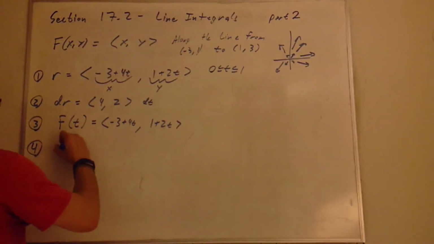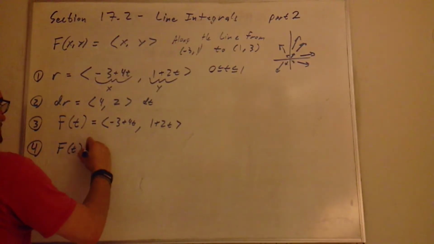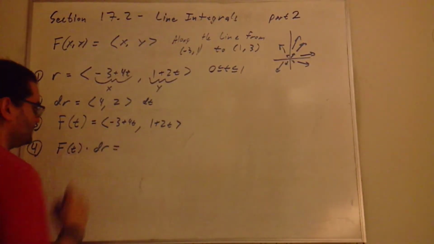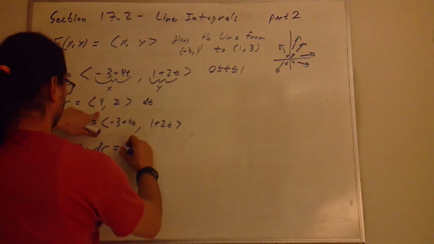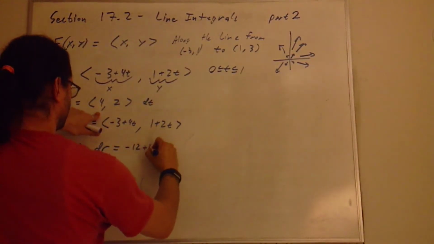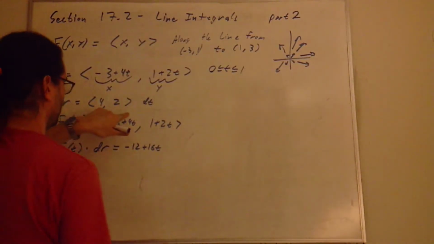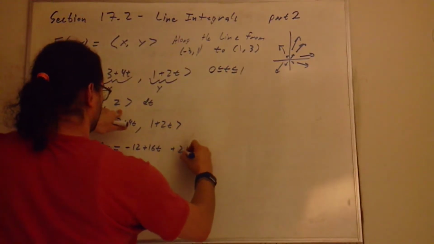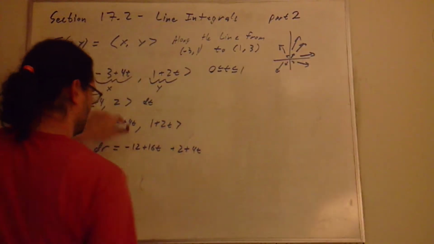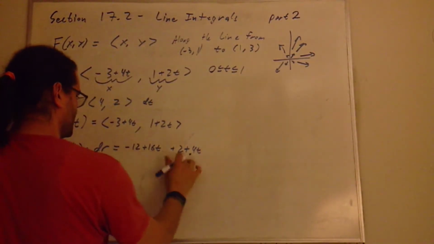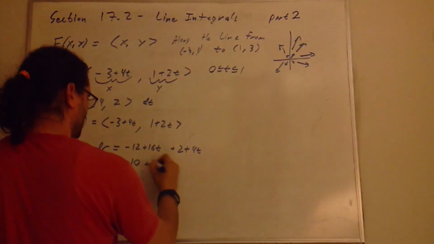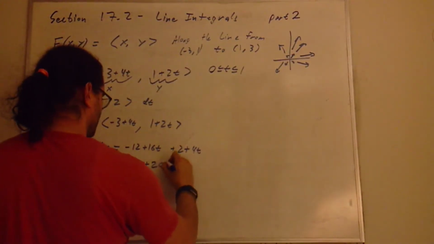Step 4 is we need the dot product, f of t dot dr. The dot product here is going to be negative 12 plus 16t plus 2 plus 4t. And we can clean that up a little bit. I'm going to call this negative 10 plus 20t.